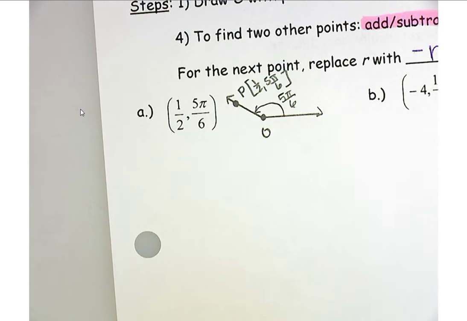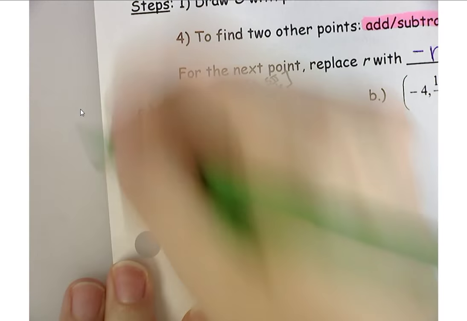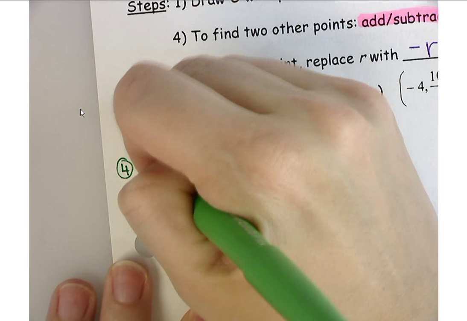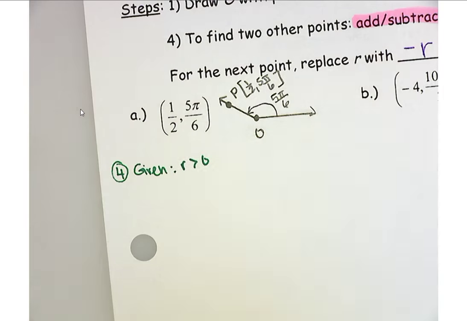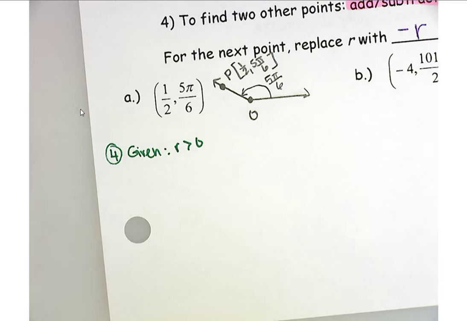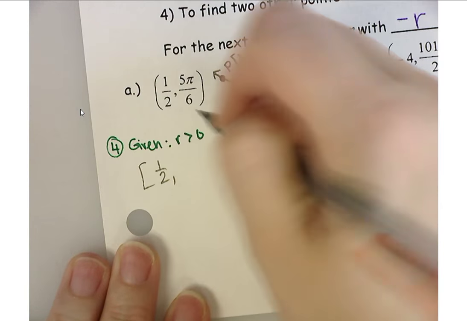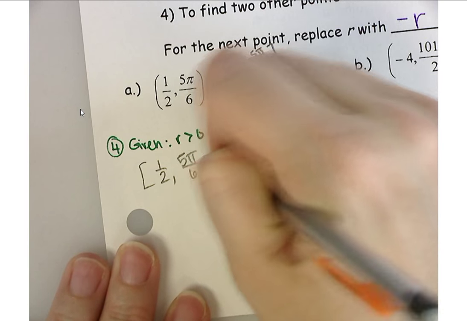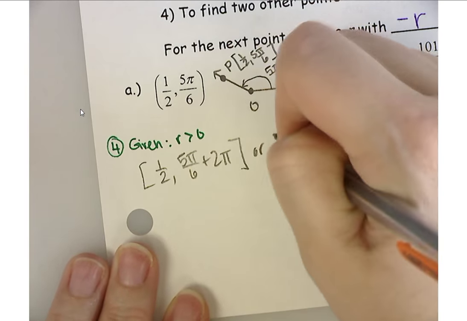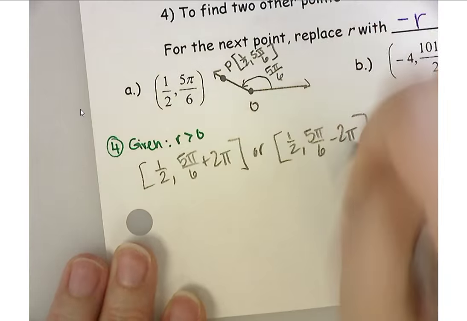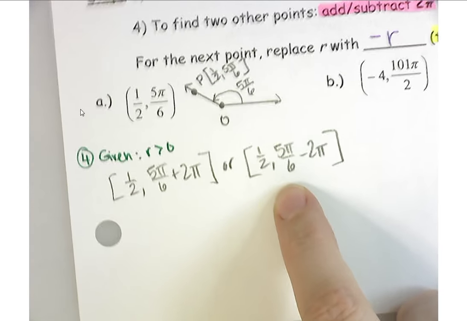For step 4, it says to find two other points, you're going to add and subtract 2 pi to your given value. I am given that my r value is positive because it's positive 1/2. So what I'm going to do is add 2 pi to my theta value. So I have 1/2, 5 pi over 6 plus 2 pi, or you could do 1/2, 5 pi over 6 minus 2 pi. Now it says you only have to find 2 points, one with the positive.